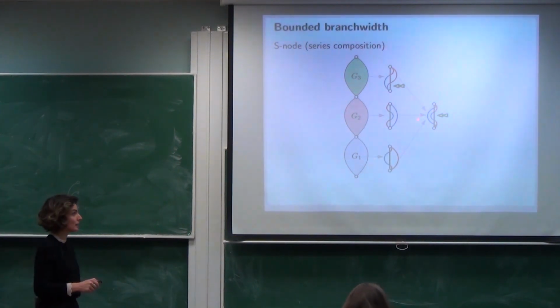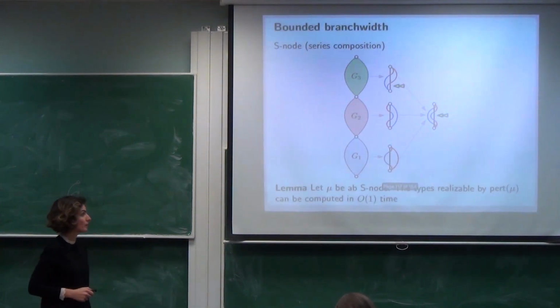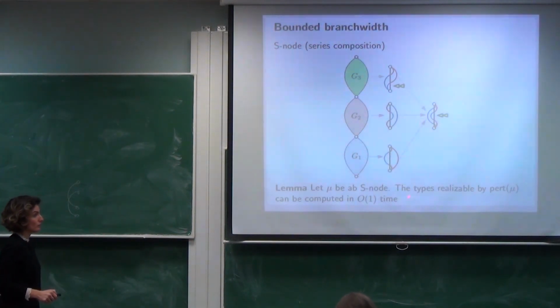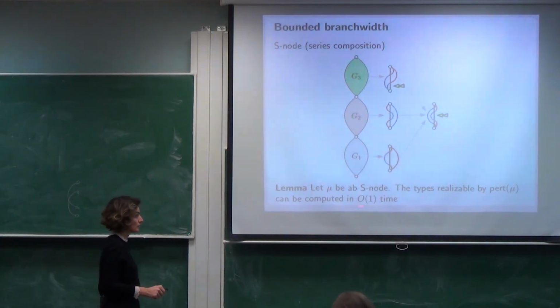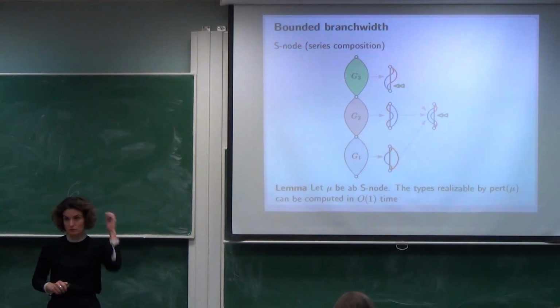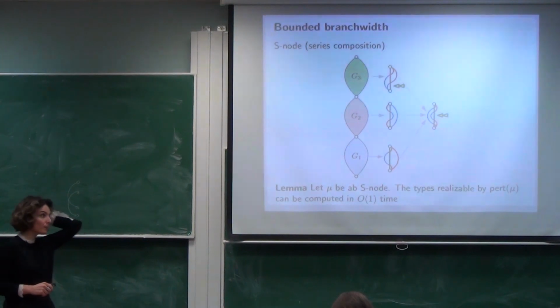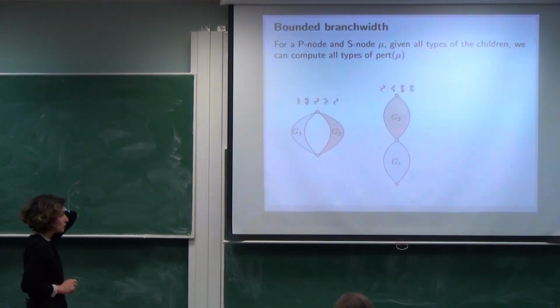So for every type, we can quickly check whether this type is realizable. Therefore, the types realizable by a pertinent graph can be computed in actually constant time, because the number of types is constant. Okay, good.